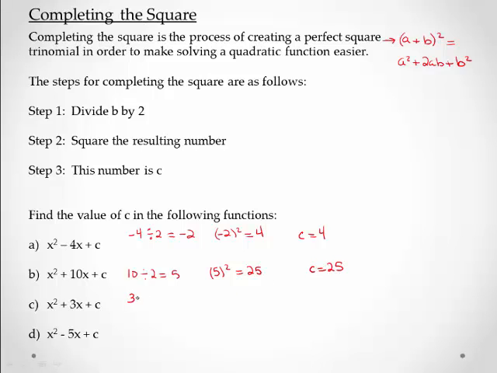And now in this instance, I'm not going to get a perfect division, but that's okay. I can still square it. I'm squaring 3 over 2, so that gives me 9 over 4. So c is 9/4. And if I have negative 5 divided by 2, I get negative 5/2. And if I square negative 5/2, I get 25/4. So c is 25/4. Now don't be afraid of the fractions. We'll talk about how to work with those, but for right now we just found c.